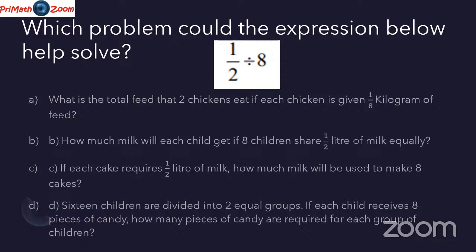16 children are divided into 2 equal groups. Each child receives 8 pieces of candy. How many pieces of candy are required for each group of children? Let me see what you think here. Now, of course, you would have seen the correct answer. And we have established, yes, that that is definitely a problem matching the expression. But let's look at D here.